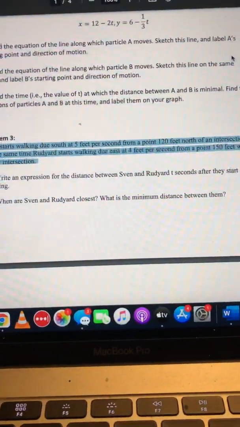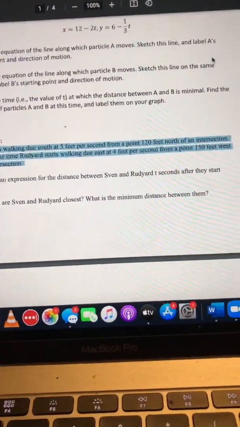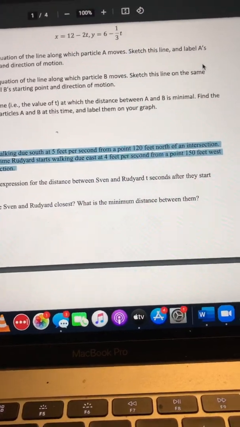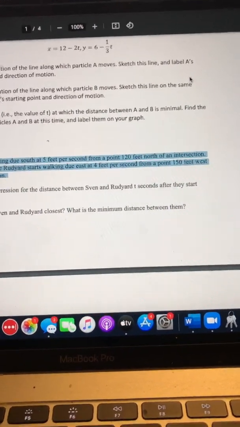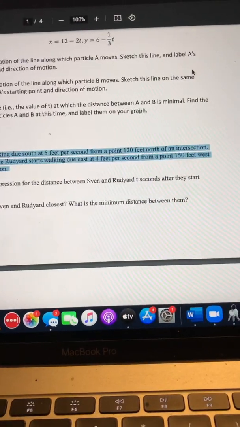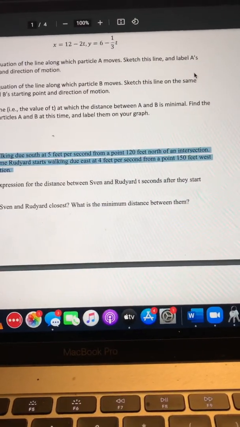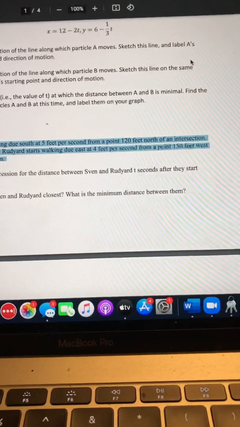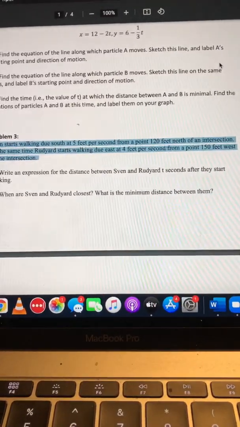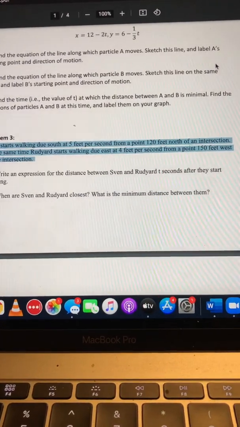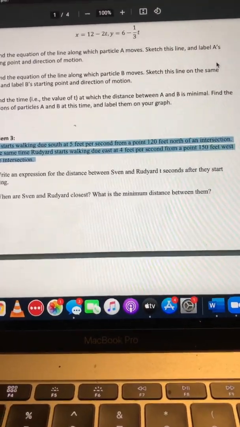Problem 3 gives us Sven walking south at 5 feet per second from a point 120 feet north of an intersection. At the same time, Rudyard is walking east at 4 feet per second from a point 150 feet west of the intersection. The first part asks us to write an expression for the distance between Sven and Rudyard t seconds after they start walking.